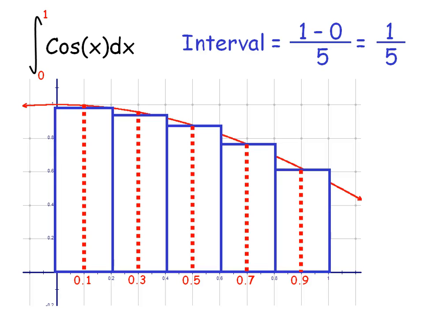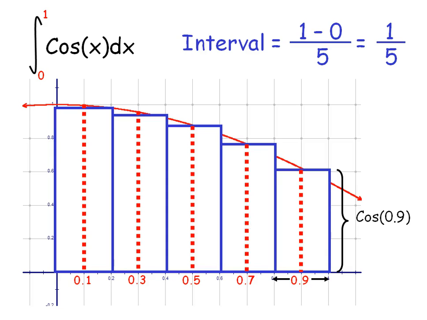Now just looking at that last rectangle down there, we're going to get the base and the height of that rectangle. The height of the rectangle will be the function at 0.9. So that's going to be the height of the rectangle. Basically, you substitute 0.9, the midpoint of the rectangle, into cosine.